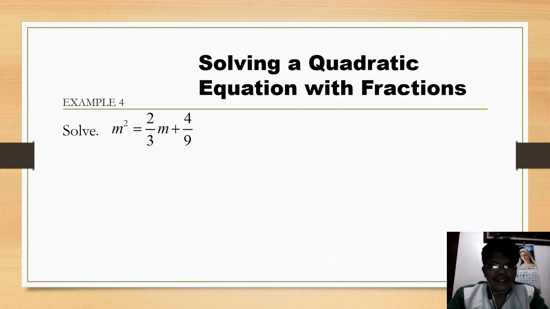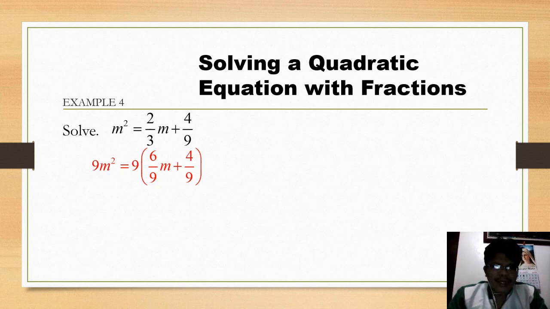So, anong gagawin ngayon sa 9? You're going to multiply both members of the equation by the least common denominator. So, meaning, 9 times n squared, so it becomes 9n squared. And of course, you're going to multiply the right member of the equation by the LCD, or by 9. So, it becomes now 9 times the quantity of 6 over 9m plus 4 over 9. So, bakit naging 6 over 9m plus 4 over 9? So, we simplify now the expression 2/3 m plus 4 over 9 with the same denominator.